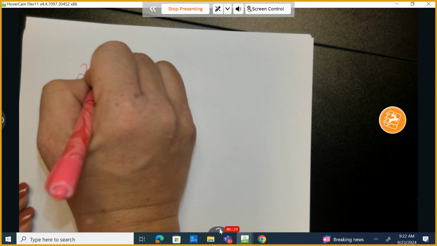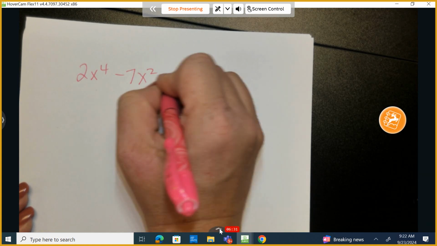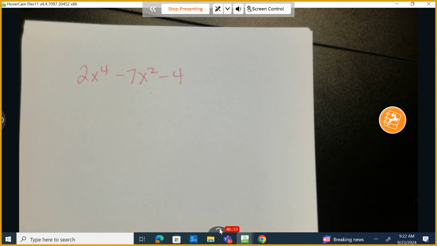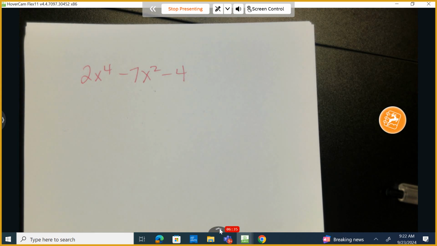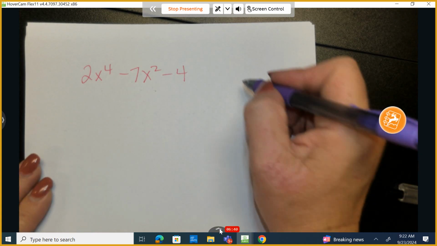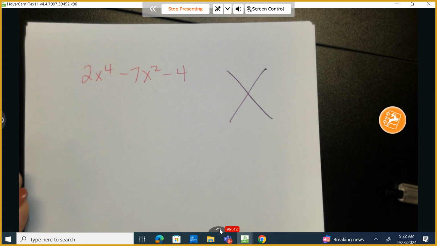Here is our next problem. Please write down 2x to the fourth minus 7x squared minus 4. We have a trinomial. Although the degree of this problem, the highest exponent on a variable, is a 4 instead of a 2, we still have a trinomial. So I'm going to check to see, can I factor it?